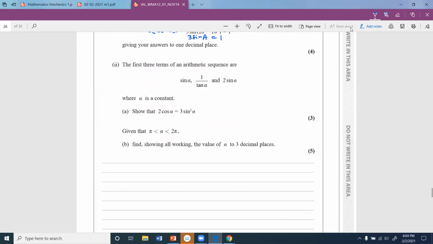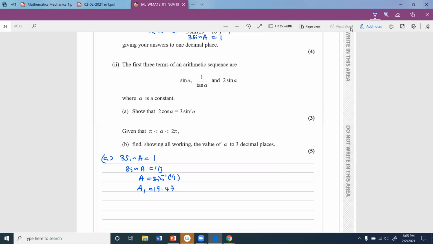Then part A. 3 sine A equals 1. Therefore, you can say sine A equals 1 over 3. A equals sine inverse of 1 over 3. Right. Then let's get this answer. Then that value is 19.47. So the first angle is 19.47. Just keep this answer as it is.